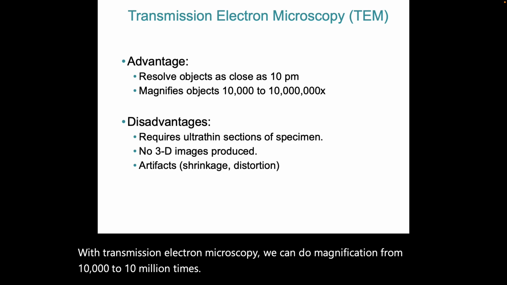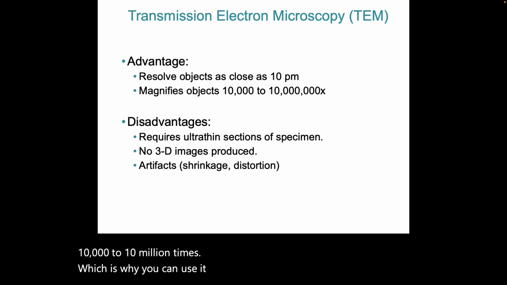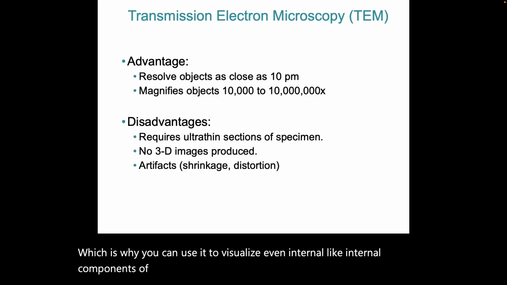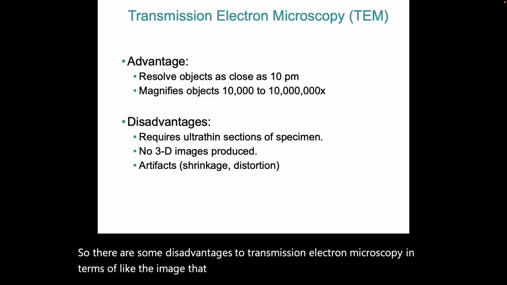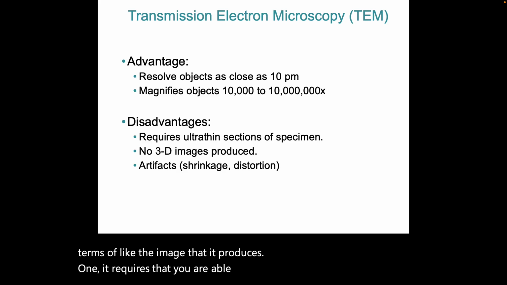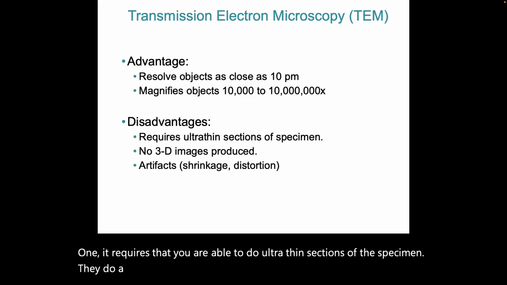Which is why you can use it to visualize even internal components of a virus, for example. So there are some disadvantages to transmission electron microscopy in terms of the image that it produces. One, it requires that you are able to do ultra thin sections of the specimen. They do a freeze fracture procedure to make thin sections. So that could theoretically cause damage.